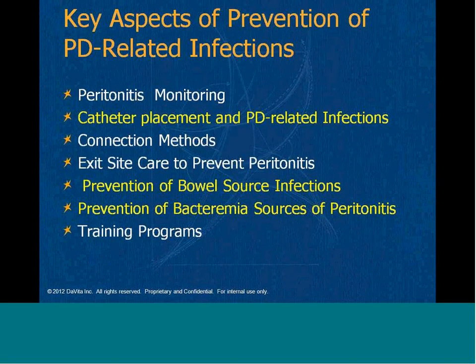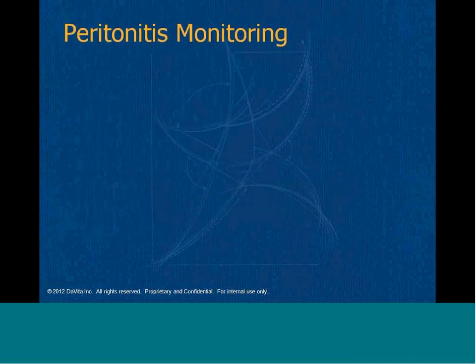There are several key aspects of preventing peritoneal dialysis-related infections, and I listed them on this slide. You can see how some of these steps really are beyond your control. The catheter placement and PD-related infection is beyond your control. This happens in a hospital, usually away from your clinic. You often don't see the patient until the patient comes in 1 or 2 weeks after the catheter was placed. The same applies to prevention of bowel source infections or bacteremia as a source of peritonitis. The others, however, are areas of prevention that you can influence, and by optimizing those areas, you can reduce the incidence of infection. So let's do those briefly.